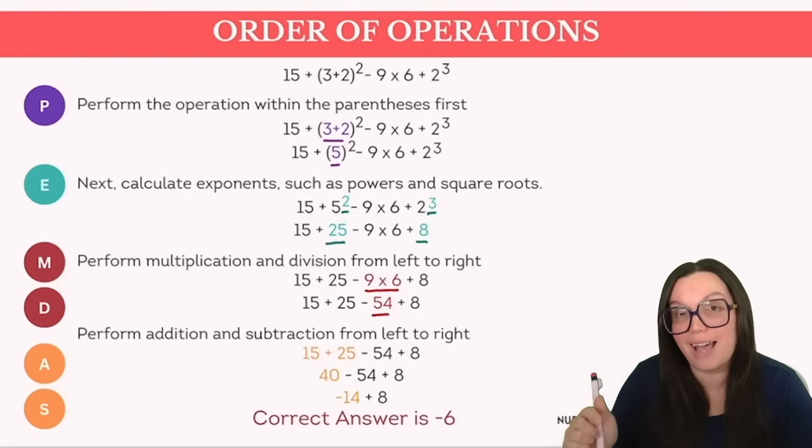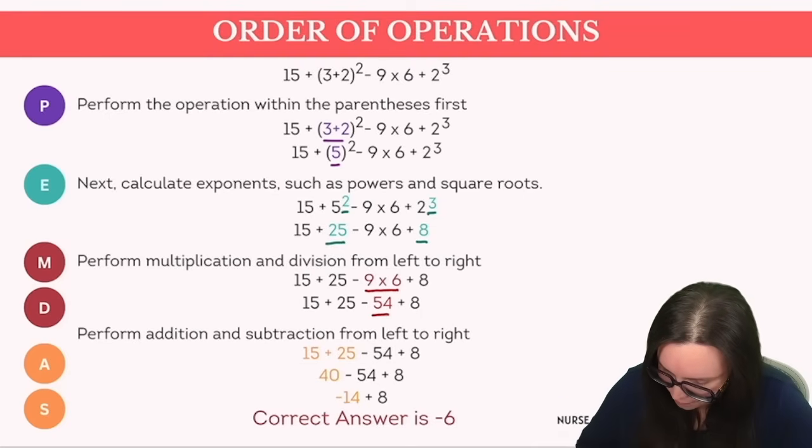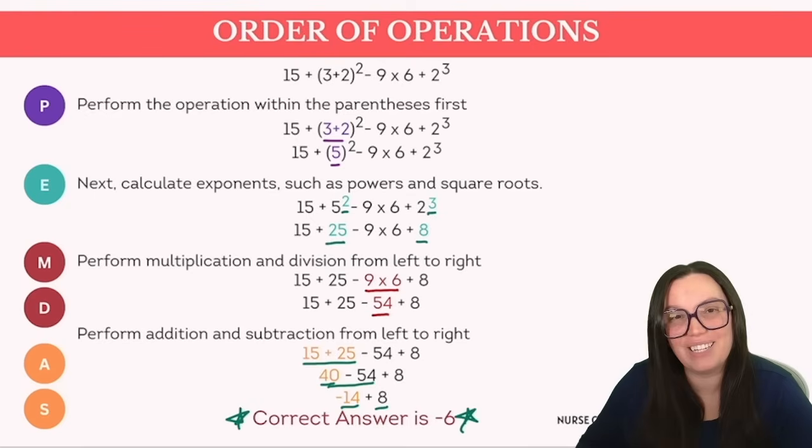Lastly, we are going to add and subtract, again, moving left to right. Starting from the left, we have 15 plus 25. That's going to give us 40. 40 minus 54 is going to give us negative 14, and then we're going to add 8. And that is going to give us our correct answer of negative 6.